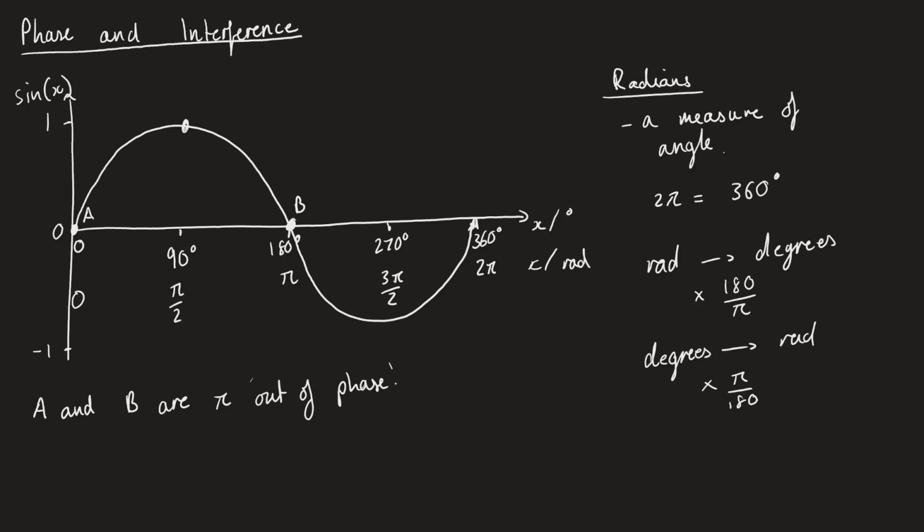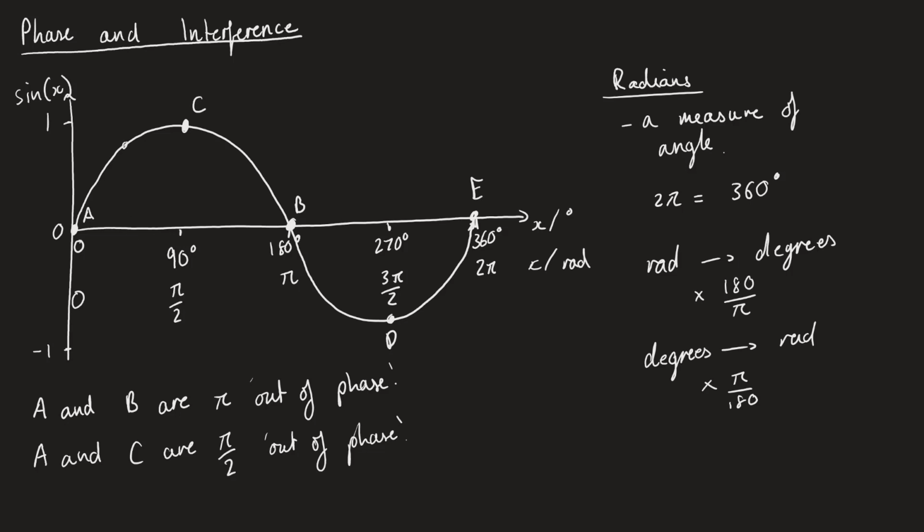If I had a point here that I'm going to label point C, then we would say A and C are pi over 2 out of phase, because they just have that difference between them of pi over 2, between 0 and pi over 2. We would also say that B and C are also pi over 2 out of phase. If I had A and then I had D, that would be 3 pi over 2. If I had an E here, they would be 2 pi. So you can always tell the difference between them.